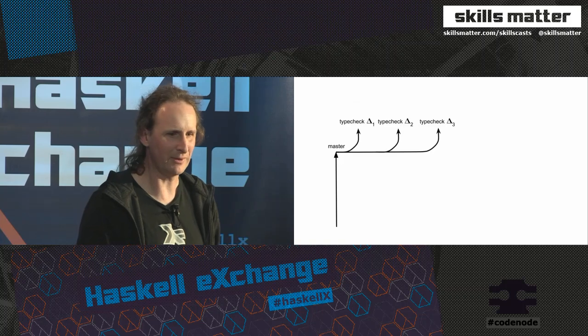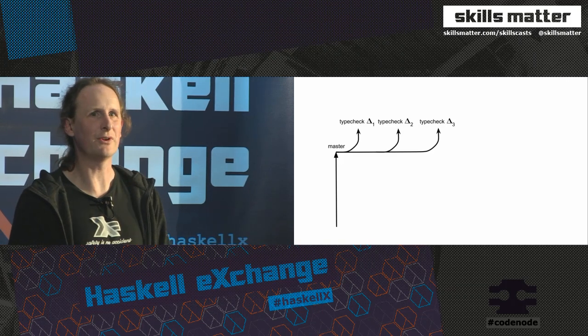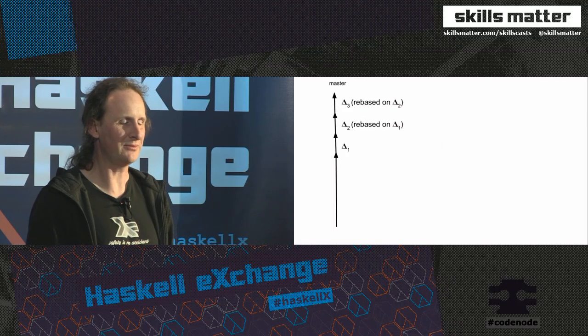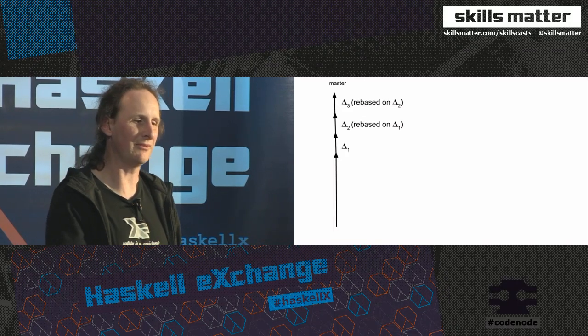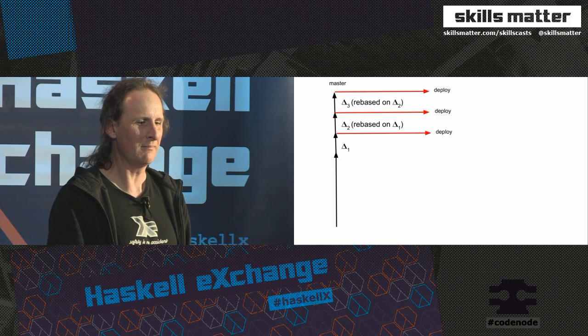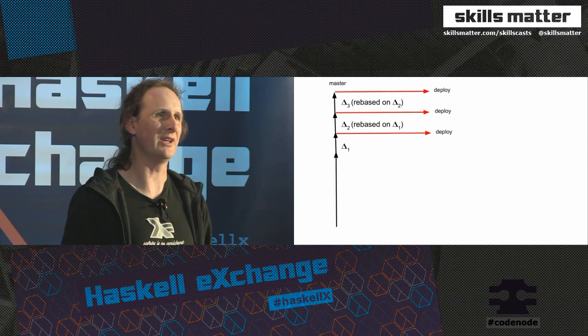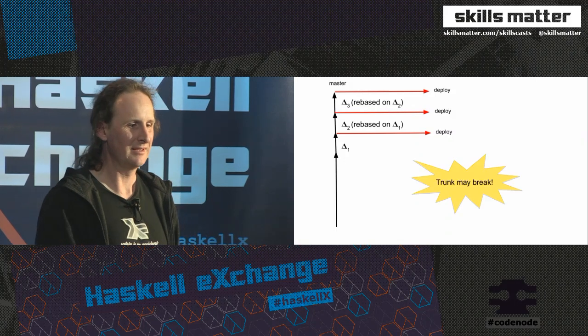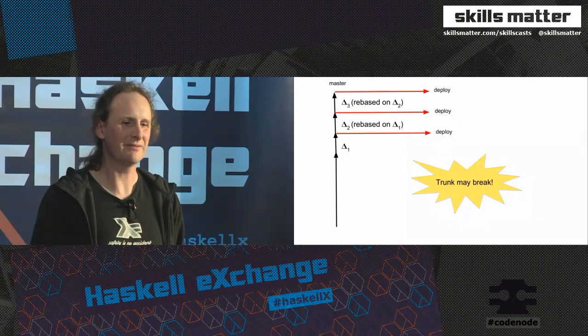So the alternative way to do it is to type check all of your changes in parallel. And then if they all type check, then we'll just rebase one on top of the other to get the final repository. And then every time we've checked something in, we can deploy it. So we can deploy any of these individual changes along the way. But now we've got the problem that, well, trunk may break.